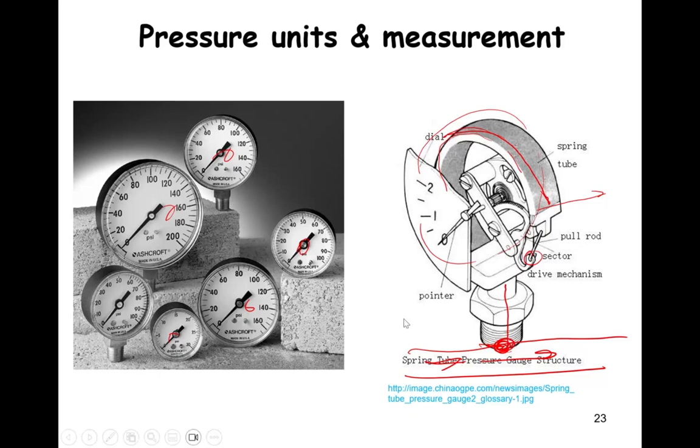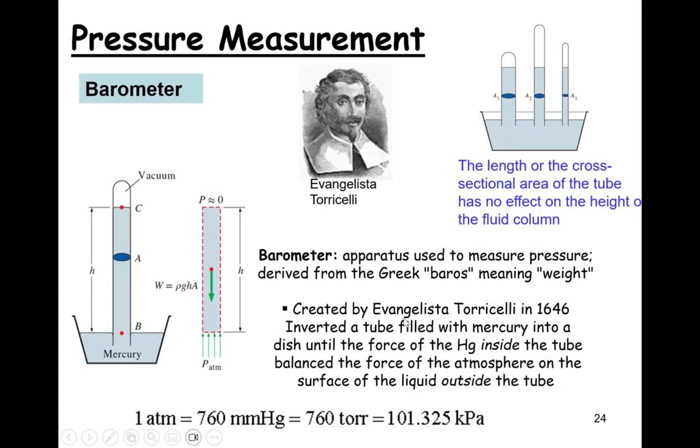This is one way of measuring pressure. Another way is we use a barometer, for example, to measure. The person who measured atmospheric pressure and invented the barometer was Torricelli, and I think, if I am correct, an Italian scientist who measured atmospheric pressure in the 17th century.